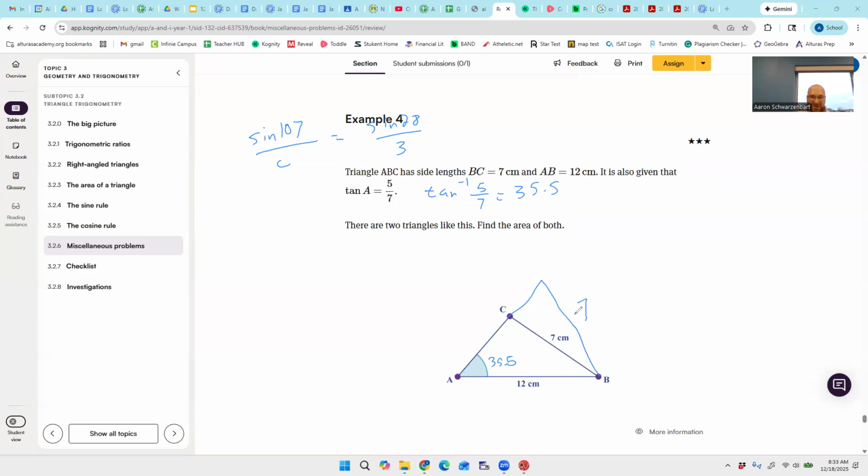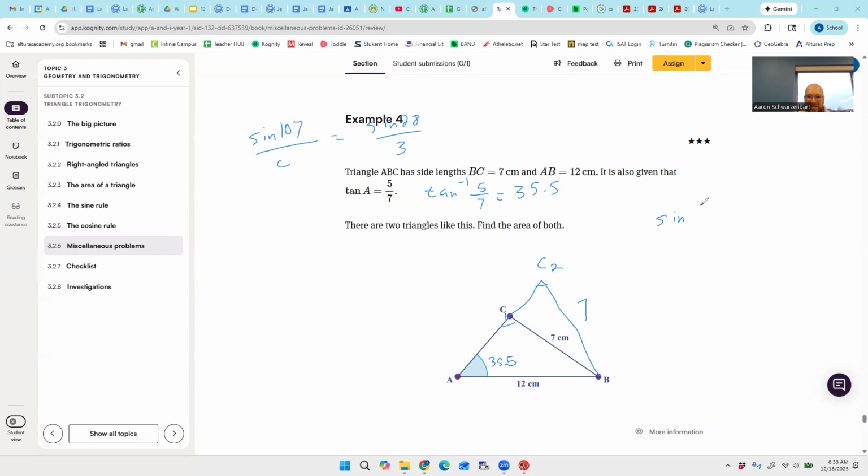So now I'm gonna get angle C. And it's actually gonna give me this angle C, because the inverse sine will give me the acute one. This is obtuse. Oh, they're both angle C. We're gonna call it C1 and C2.